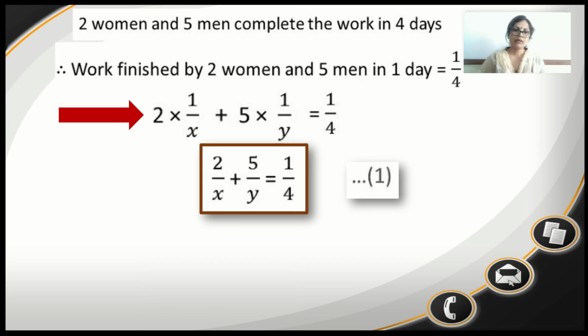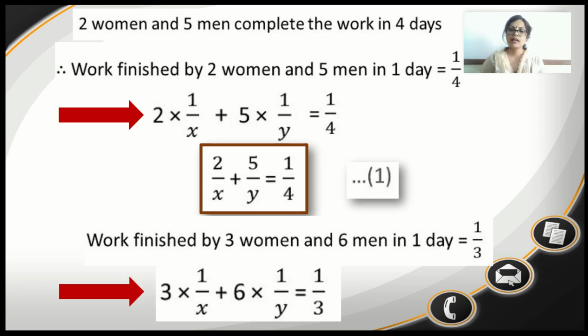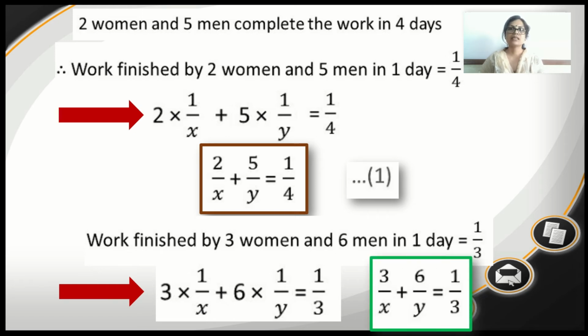Now according to the sum, we are given that the work completed by 3 women and 6 men in 1 day is 1/3. So exactly like the same, we will write 3 into 1/x plus 6 into 1/y, and 1/3 part of work they'll complete in 1 day, so is equal to 1/3. So we get our second equation as 3/x plus 6/y is equal to 1/3. This is equation 2.